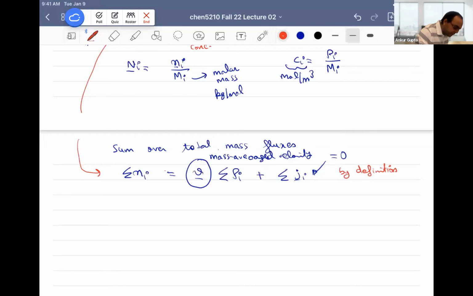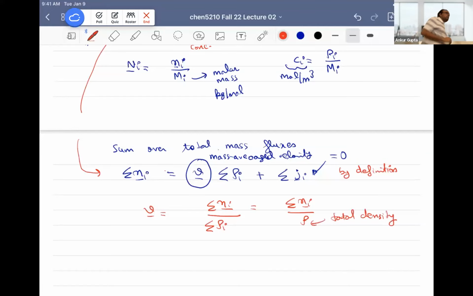Okay, so if you do that, that means my velocity is summation of ni by rho I, and sometimes is referred to as summation of ni by rho, where rho being the total density, which we have just added all the species. Okay. So does that make sense?